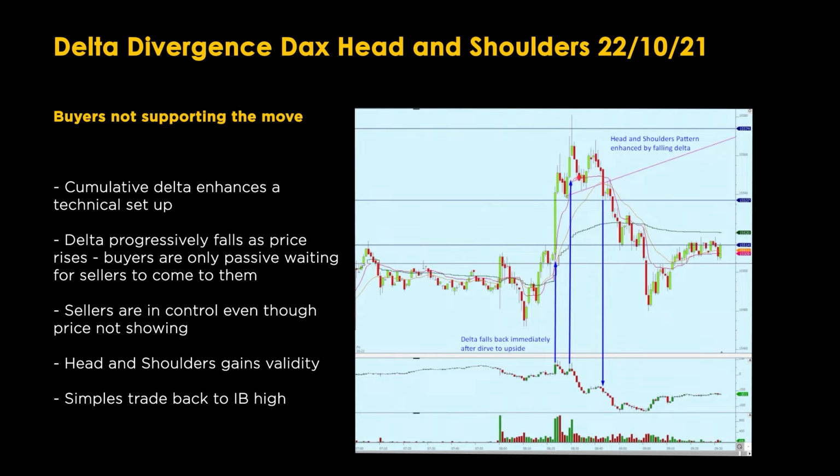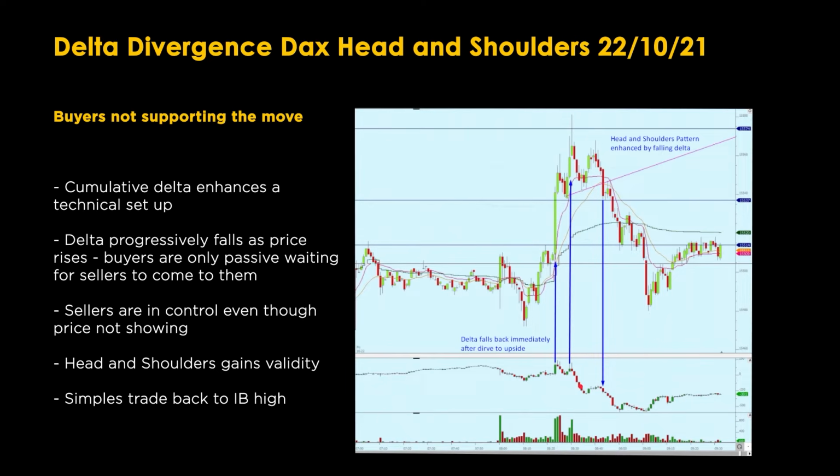As soon as you get this one move higher, delta drops almost immediately. And this follows on. Price goes higher, so you get a new high, and delta doesn't even reach the same levels and then starts to fall again. This drop in delta is very significant. Sellers are completely taking control now.